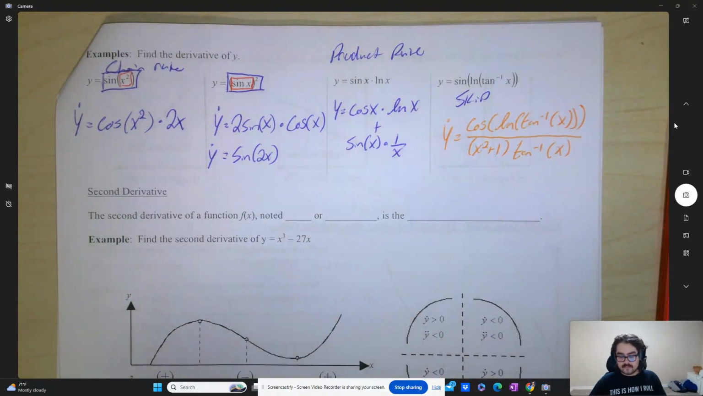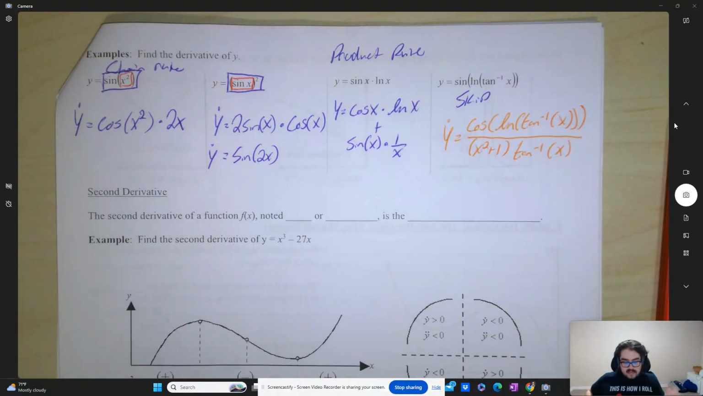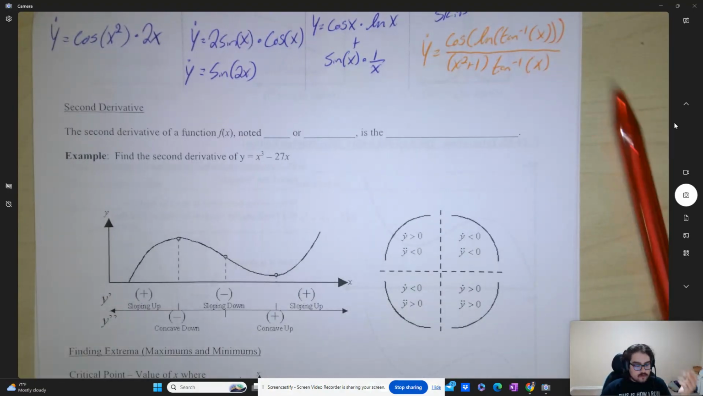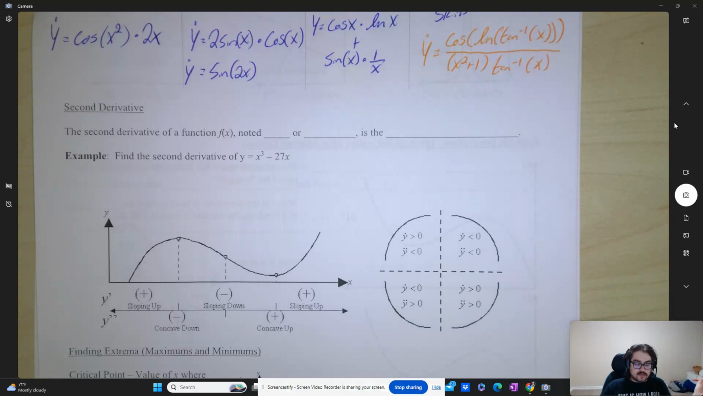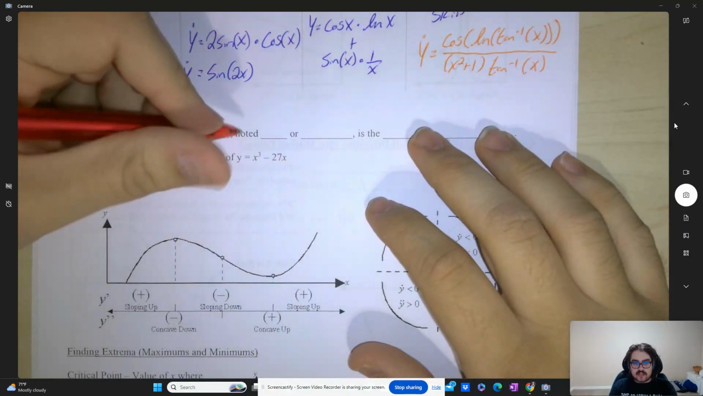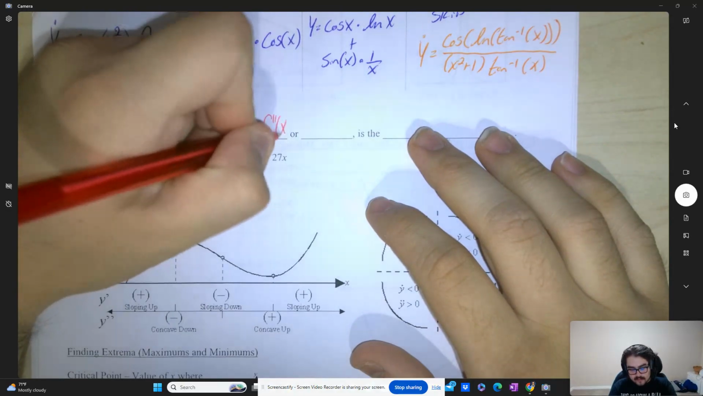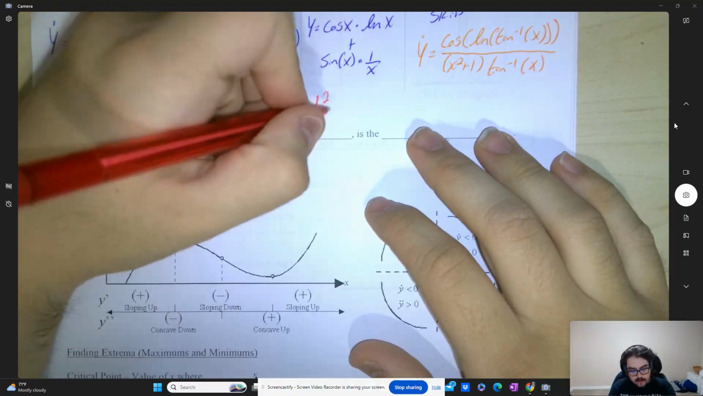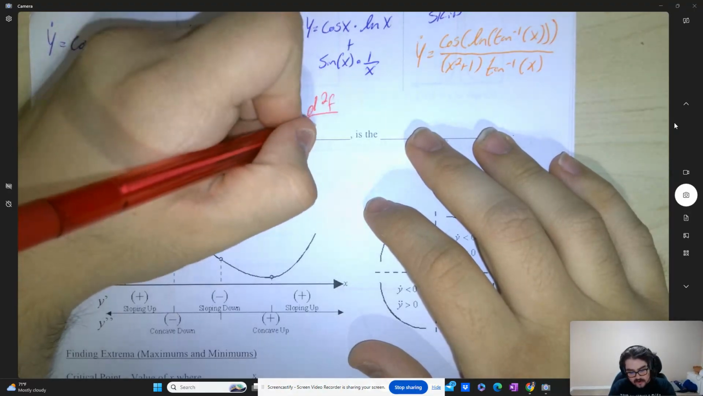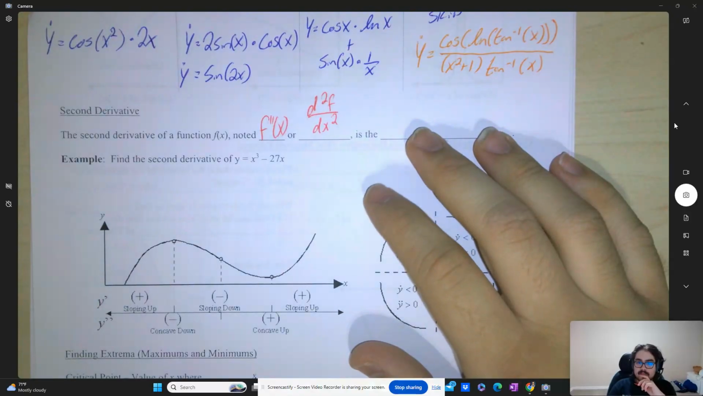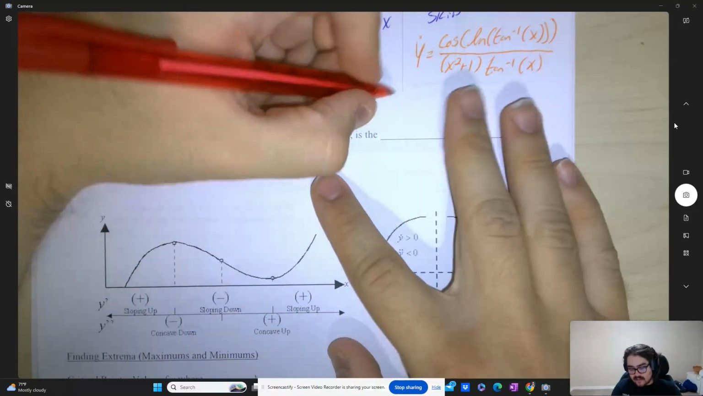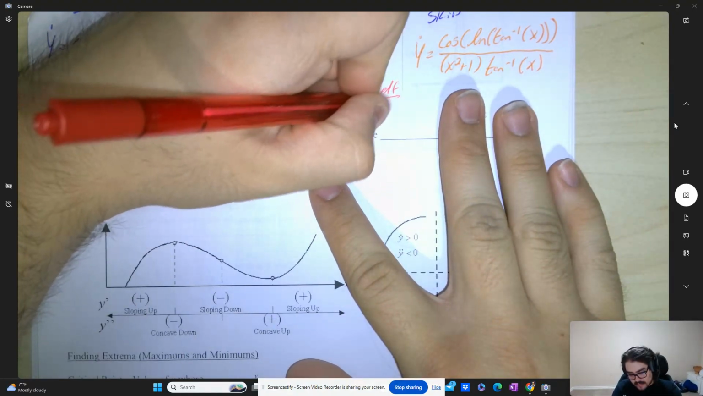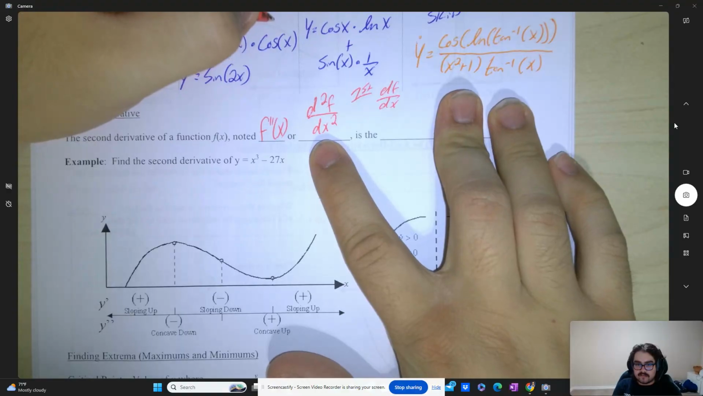Pretty straightforward. Okay, if you have to take the second derivative of a function, all you are doing is the same thing twice. You're just doing the same thing you just did. So the second derivative of function f of x is noted as f double prime of x, or you can also see it as d squared f over dx squared. Because the first derivative is df over dx. Okay, so the second derivative is this.